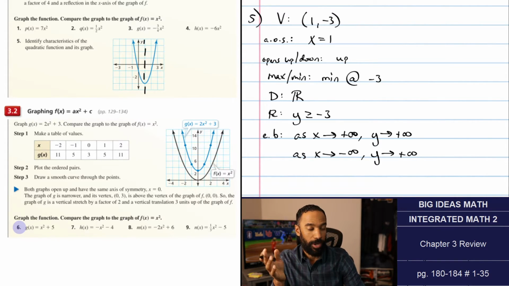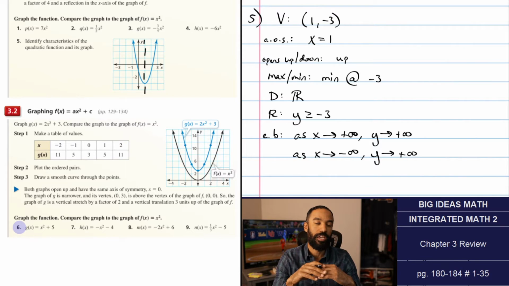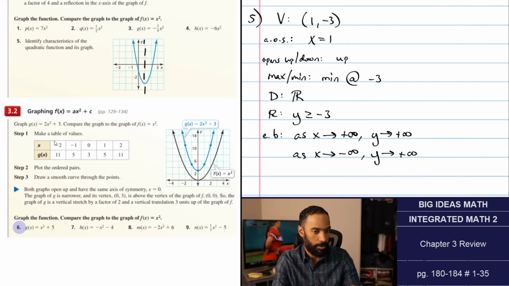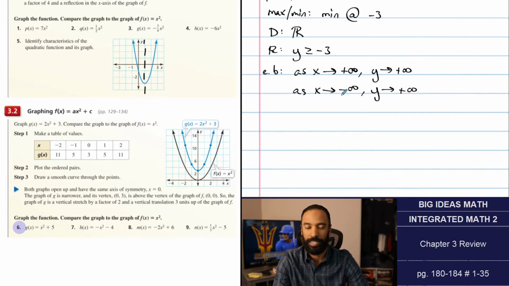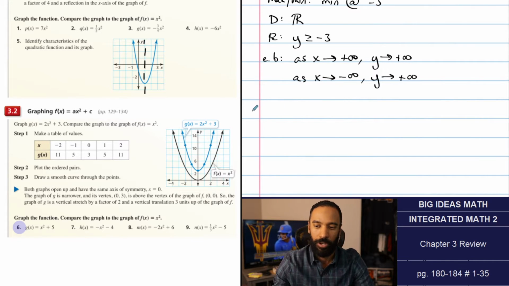Now, for myself, when I do the graphs, I'm going to be starting with the shifts first, the translations, and then I'm going to graph with respect to there. So I'm not going to use a table. I'm going to be using 1, 1, 2, 4, 3, 9 kinds of things from my vertex. And I'll do that here on out.